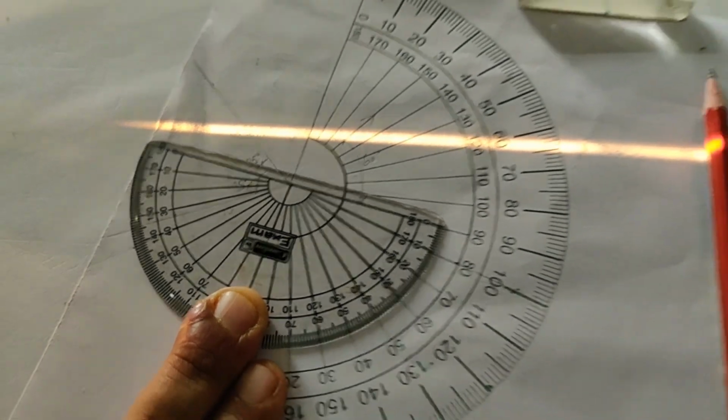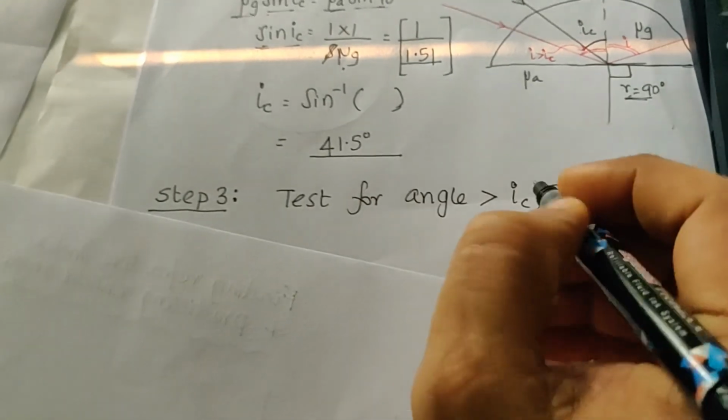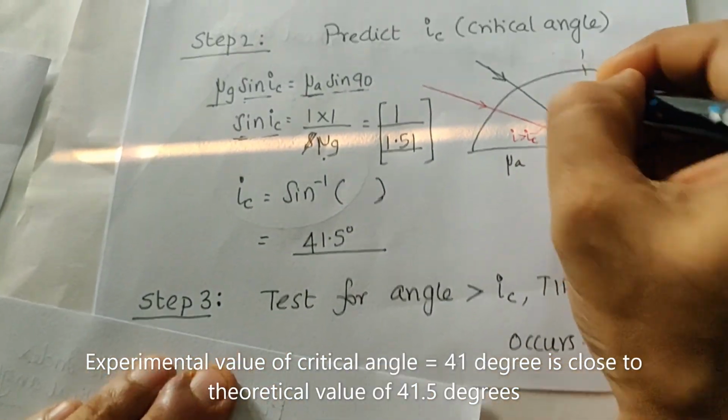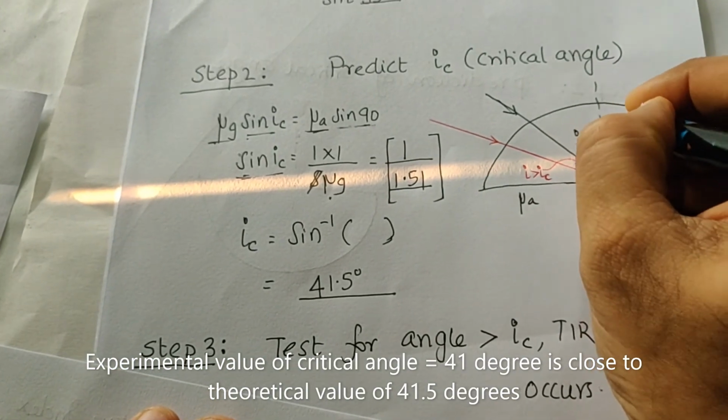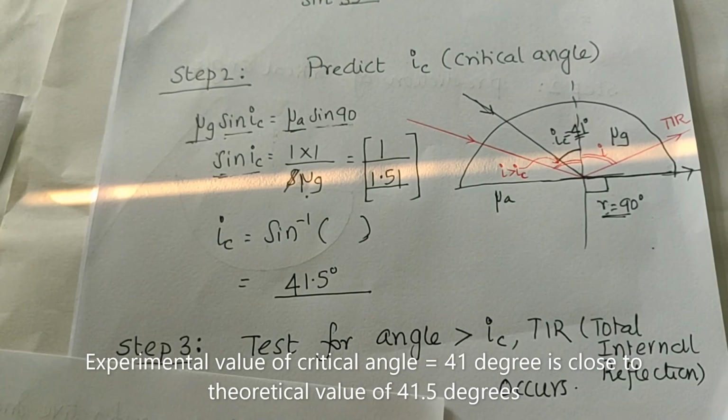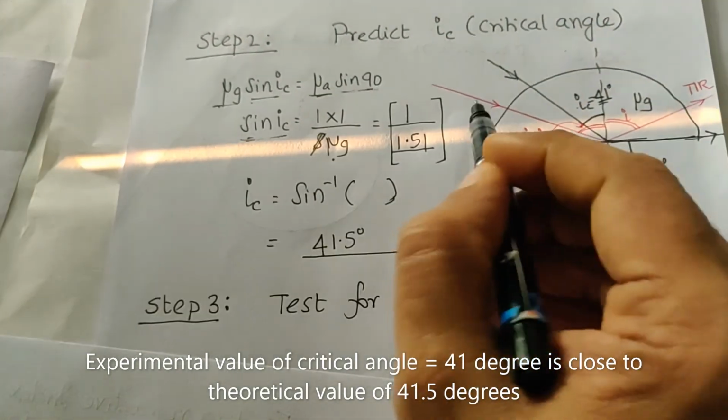So that's what we have. Experimentally we have seen that the critical angle IC is indeed 41 degrees, and above 41 degrees you see total internal reflection.